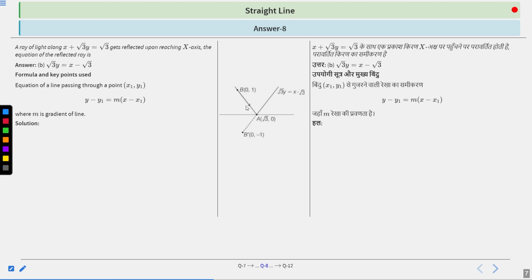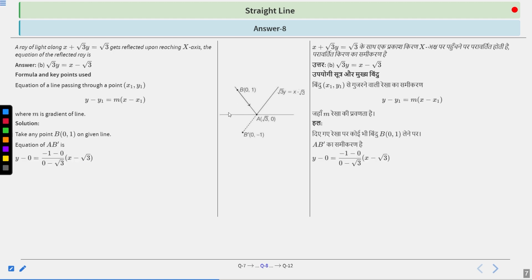And we have a point (0, 1). Now see, take point B (0, 1) on the given line. Now the equation of AB dash will be y minus 0 equals (minus 1 minus 0) upon (0 minus root 3) into (x minus root 3). Clear? B dash is basically the image of point (0, 1) with respect to the x axis.